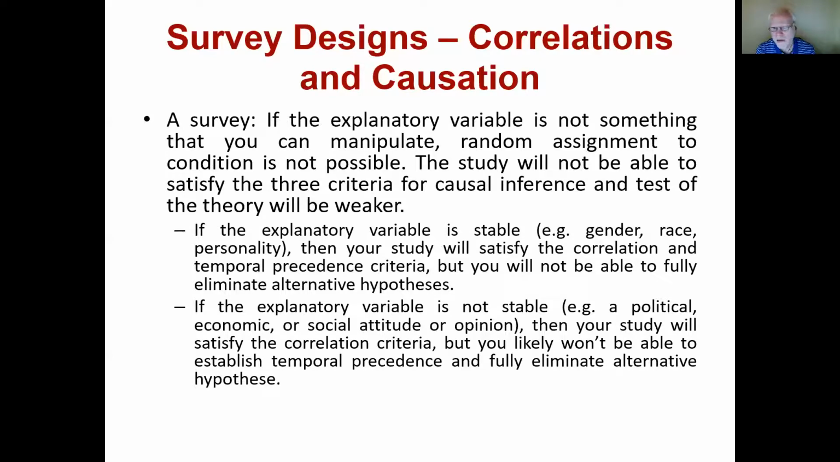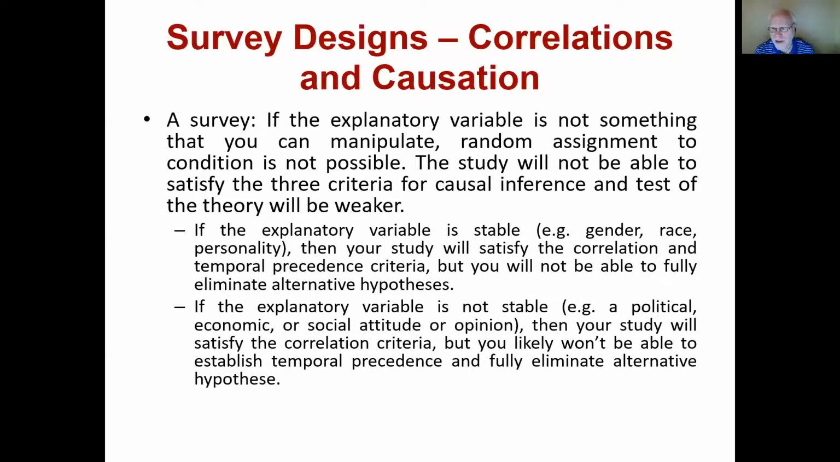will be weaker. Right? Like I said last time, if you find a correlation, you can still say that the correlation fits with what the theory would expect, but you haven't shown that one causes the other. So it's a much weaker test of the theory. So if the explanatory variable is stable, for example, gender, race, personality. I know gender can change, but on average, or we could go with sex, but on average, gender stays stable throughout lifetime. Things like race, personality, things that are relatively given throughout the lifetime.